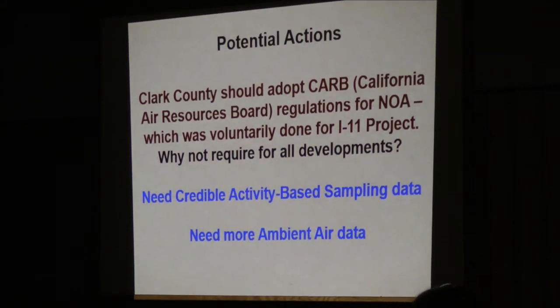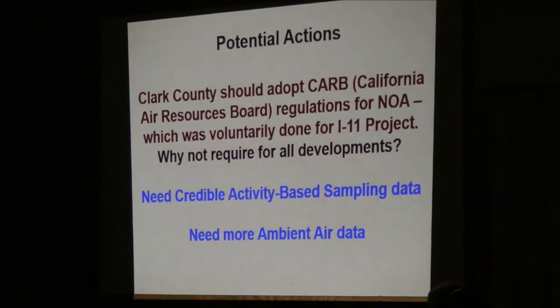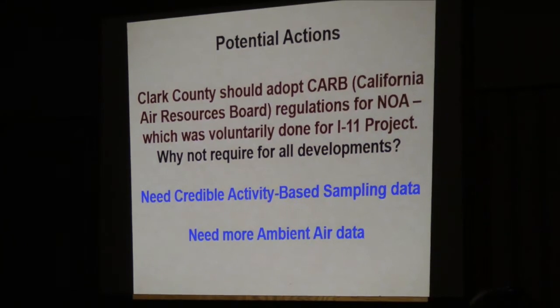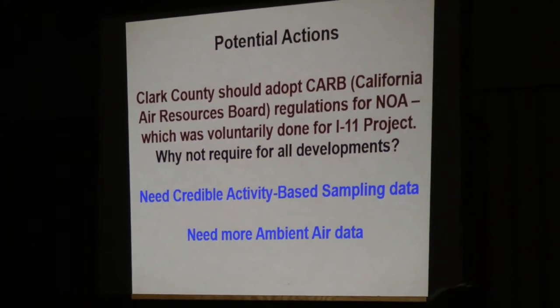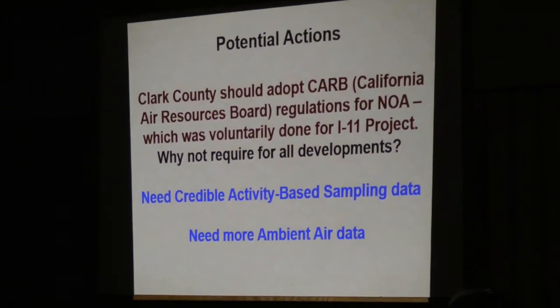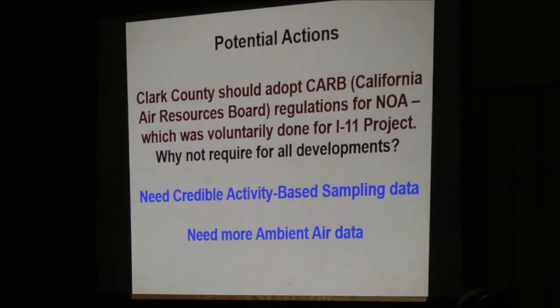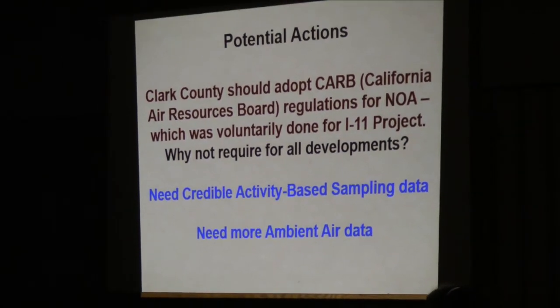And so I think some of the most important potential actions that can be taken now is Clark County should adopt the California Air Resources Board regulations for naturally occurring asbestos. That was voluntarily done for the I-11 highway, and so why not require it for all development? I think we need credible activity-based sampling data, and we need that very soon, because you all and I don't know what choices to make if we want to lower our fiber exposure. And the only way to find that out is to find out what your exposure is if you have a garden, if you like to walk your dog, if you like to ride your bicycle.